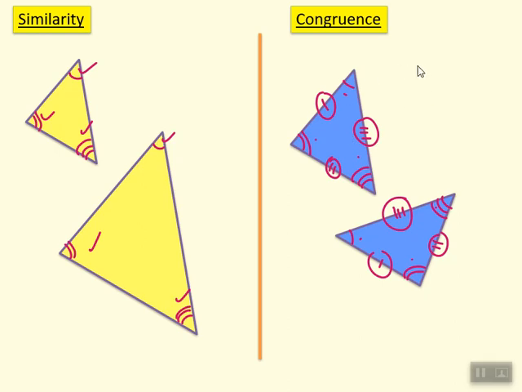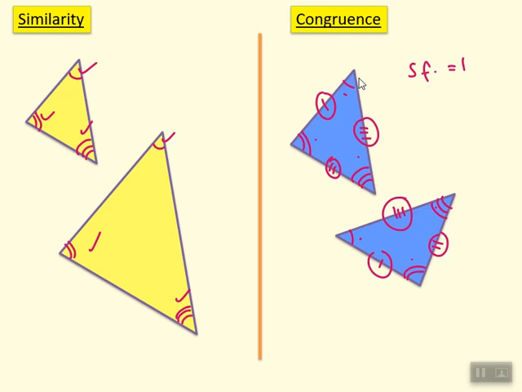Or you can think about it as when the scale factor is 1. For example, here the scale factor is probably 2 or 3 or something, but here they are scale factor 1. They're actually just a copy of each other. They're an exact copy of each other. But when we talk about congruence, we don't really care about the orientation.